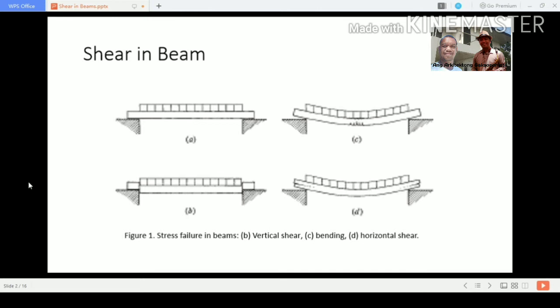Okay, and second, the beam may fail by bending. Okay, and that is in figure 1.C. And third, there is a tendency for the beam to slide past each other in a horizontal direction, and that is what we call the horizontal shear.